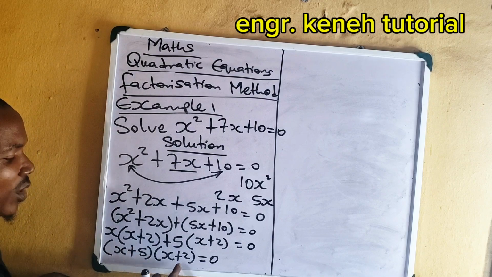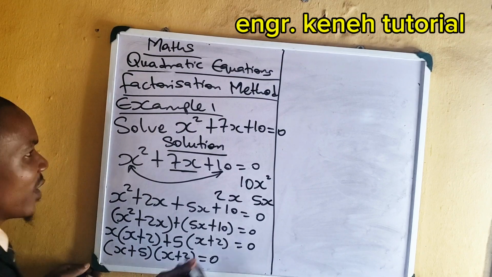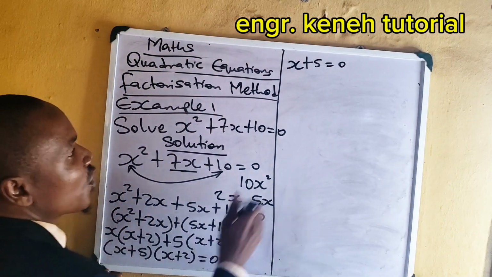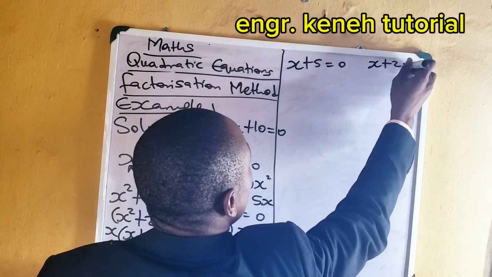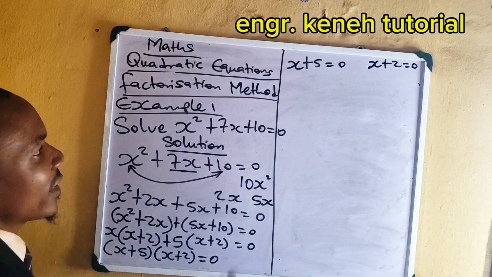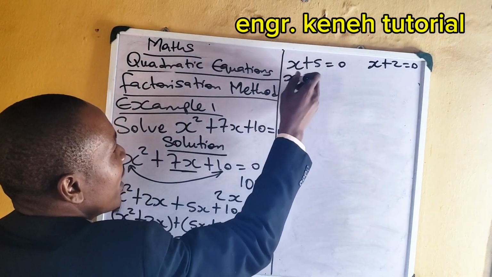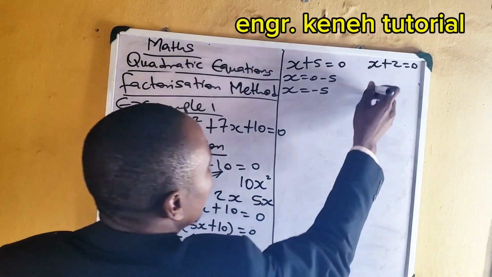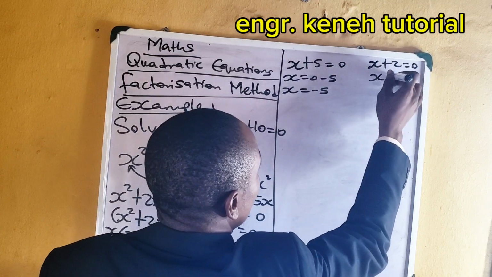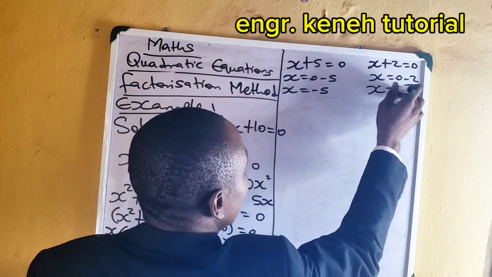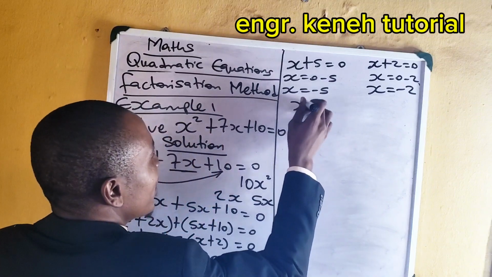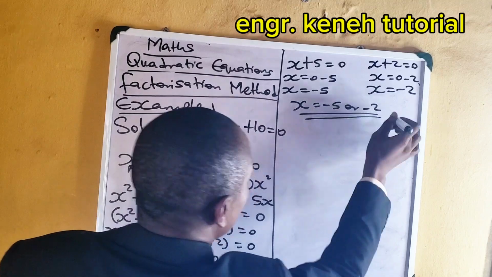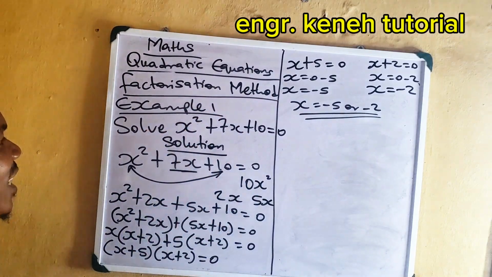So equate this one to 0, equate this one to 0. What do we have here? x plus 5. We say let it be 0. What do we have here? x plus 2. We say let it be 0. Can you see that? This plus sign crossing over should be minus, so you have 0 minus 5. That means x is equal to minus 5. Here, x plus 2 crossing over gives minus, so x is equal to minus 2. So x is equal to minus 5 or minus 2. That is how this can be solved.